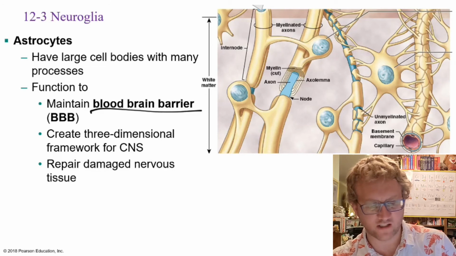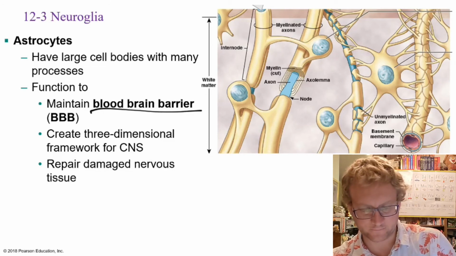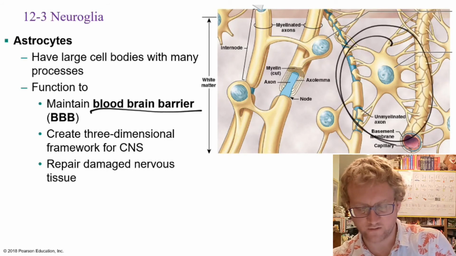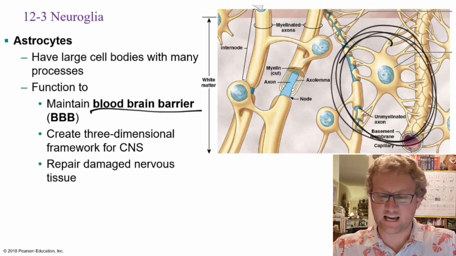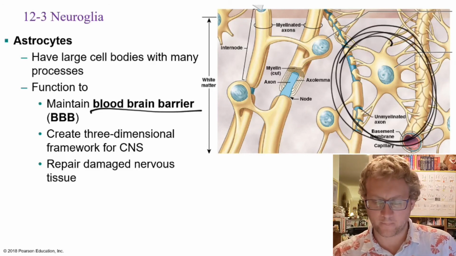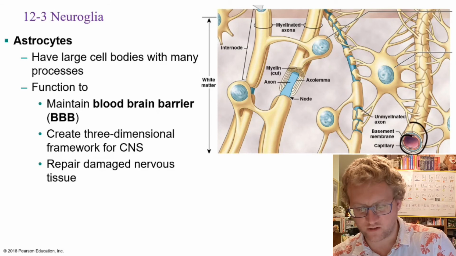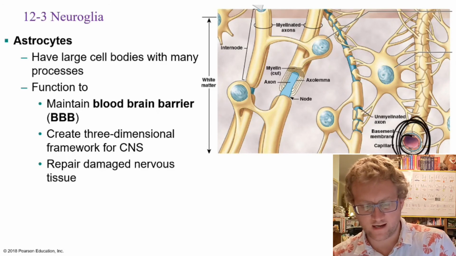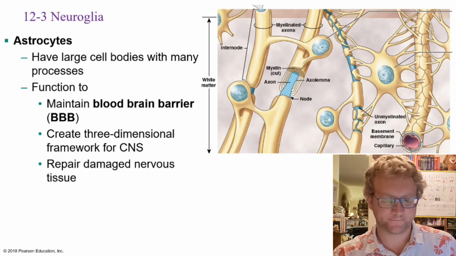And they have very large cell bodies with many processes. That is these cells right here. And you can kind of see they have all of those little processes out, helping hold everything together, and serving as a sort of go-between for the outside world, which is these capillaries right here, and the inside world, which is this interstitial area with all the nerve cells suspended in it.